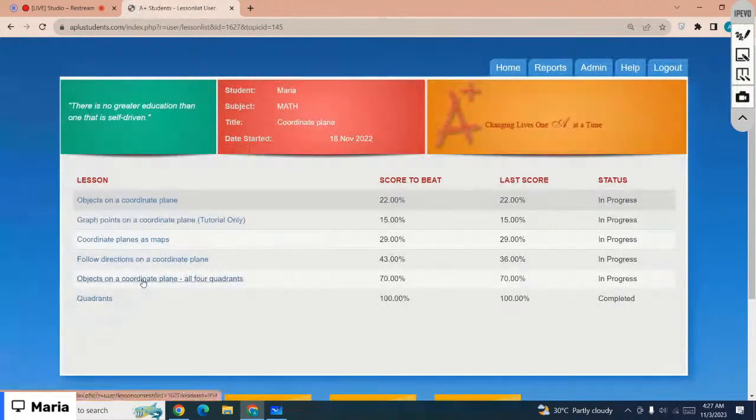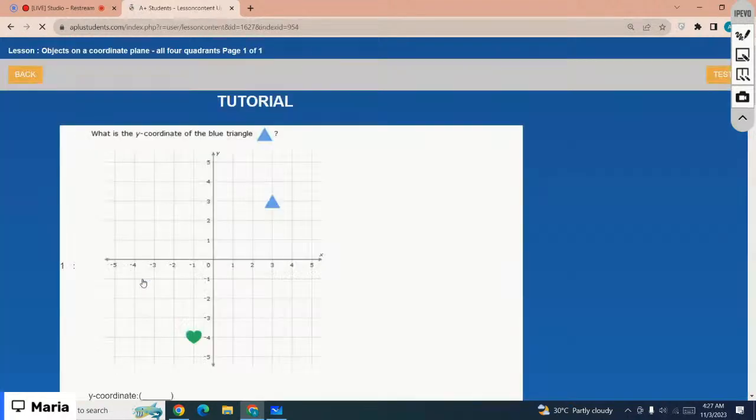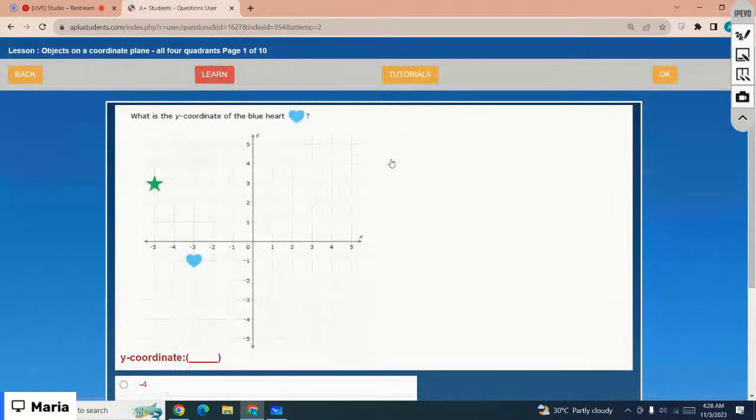Okay, the next one is objects on coordinate plane, all four quadrants. So we have already discussed the quadrants, right? Okay, what is the y coordinate of the blue heart? So which is the correct option?